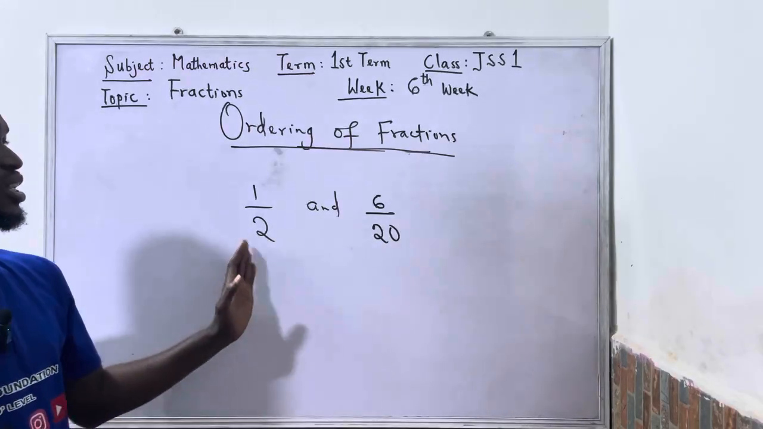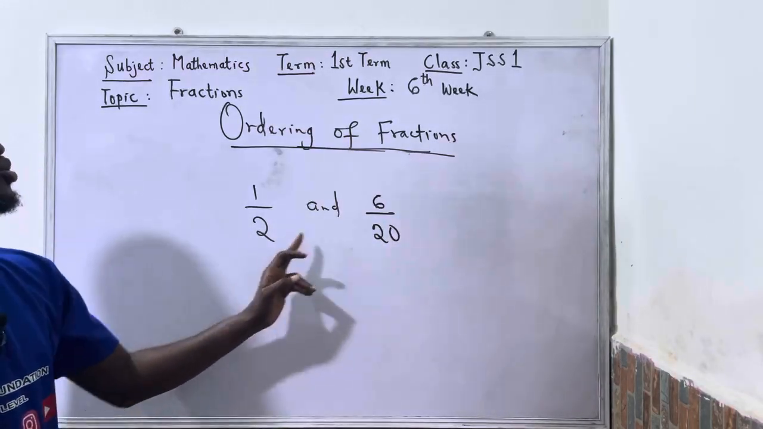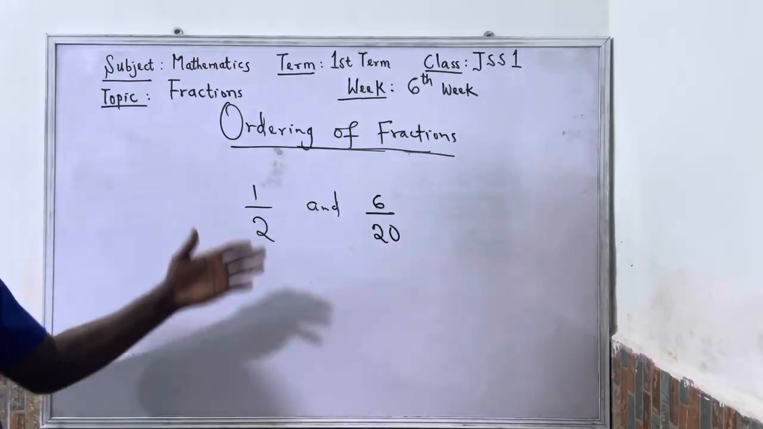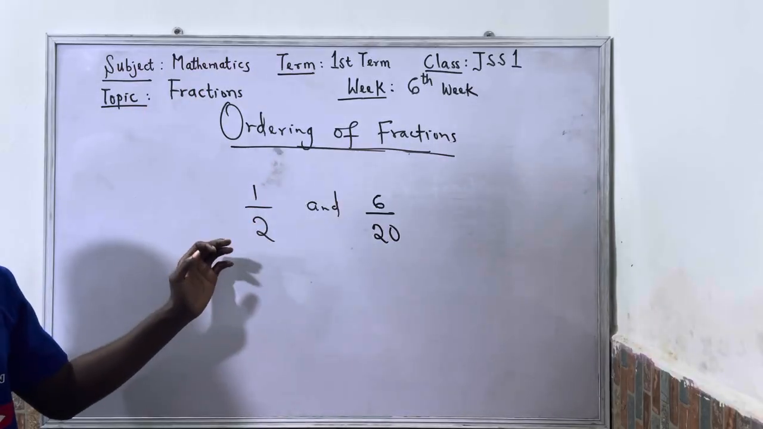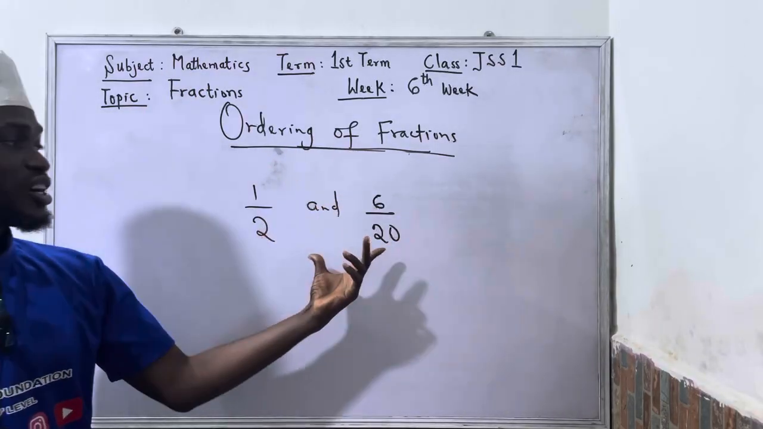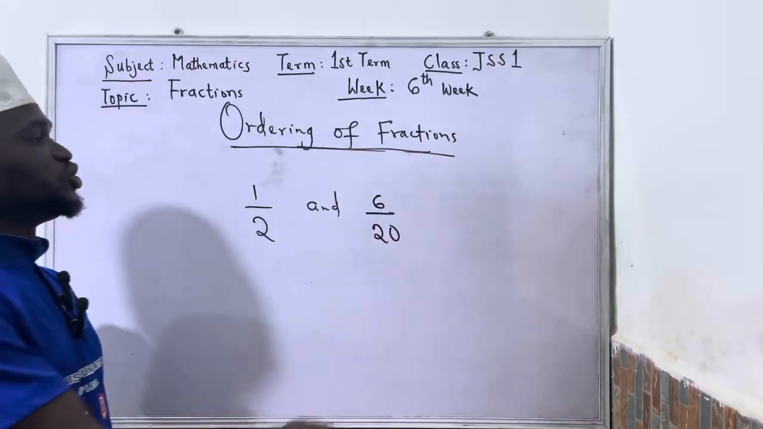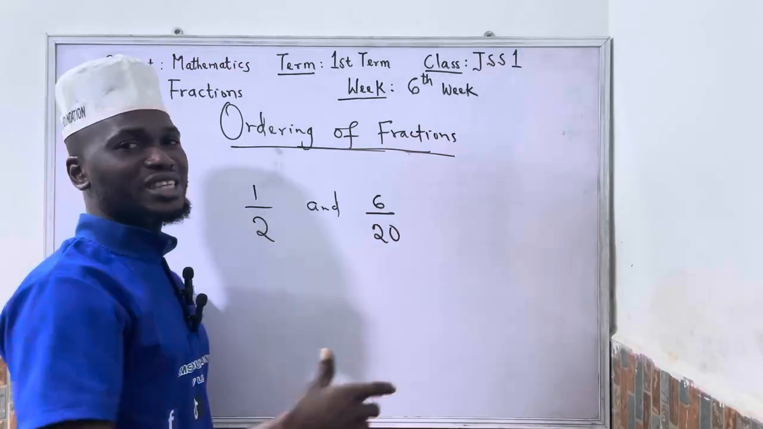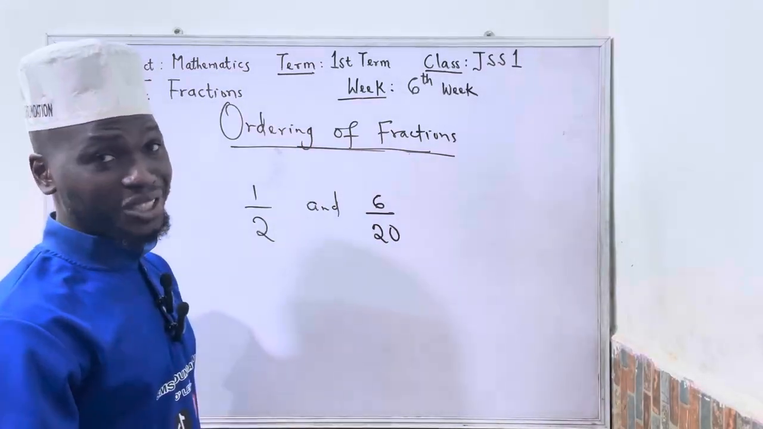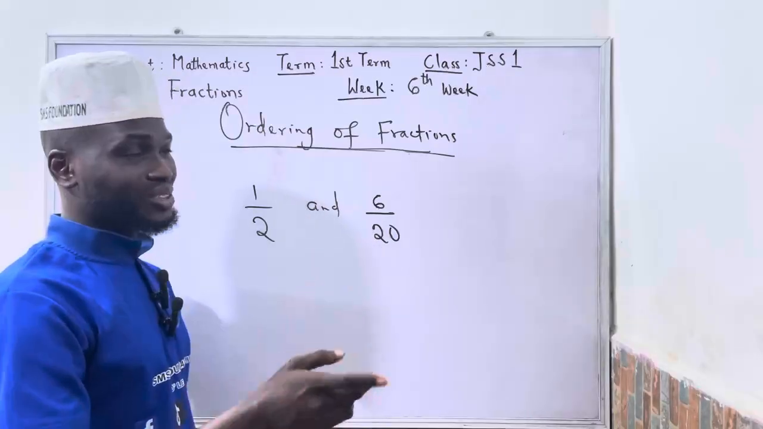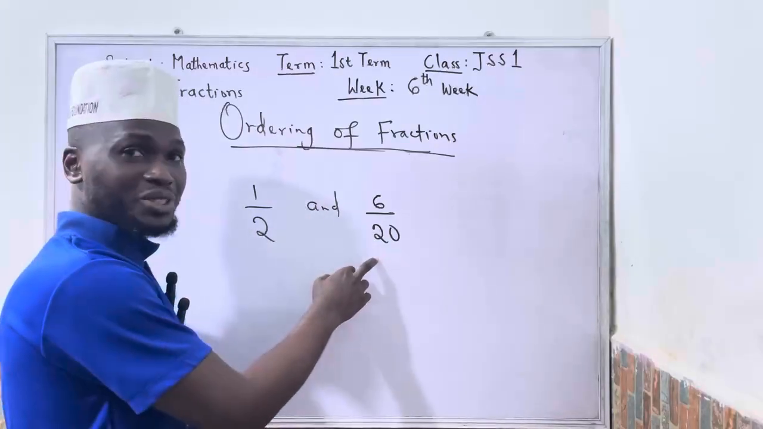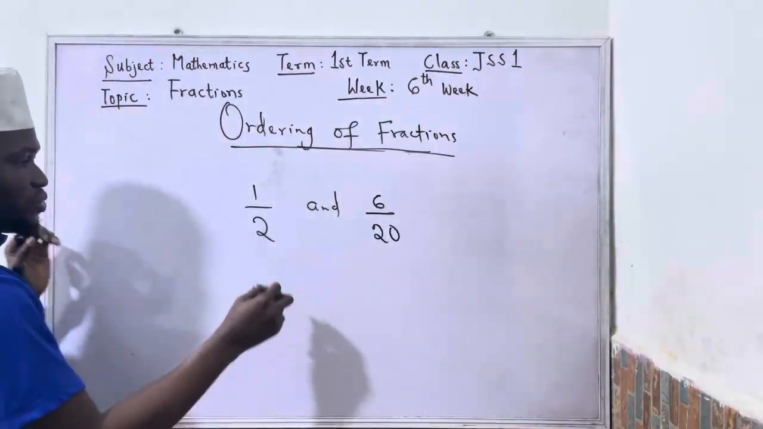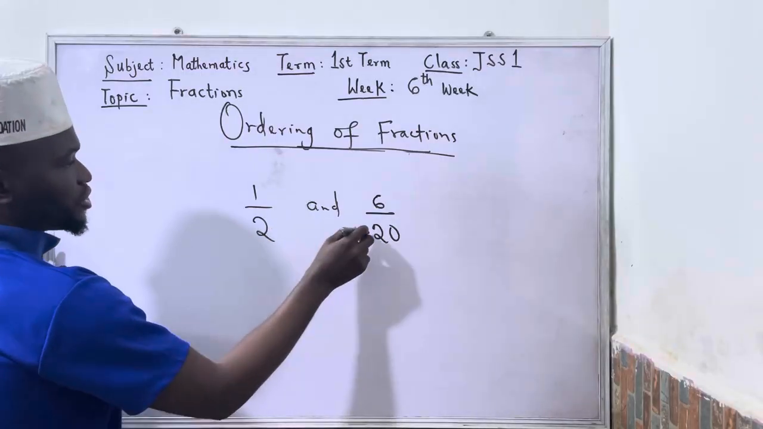Now we have 1/2 and then we have 6/20. So let's see which is bigger between these two fractions. For somebody that is not familiar with fraction arrangement, people will quickly jump and say 6/20 has to be the bigger, but that doesn't mean this must be the bigger. So how do we do that? We just have to use the method.